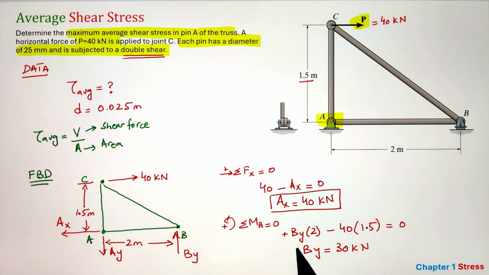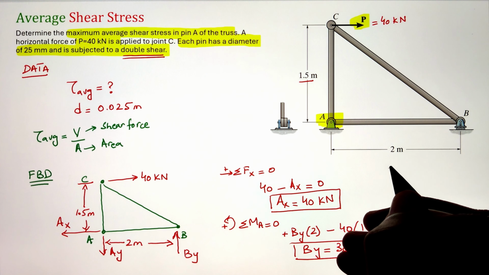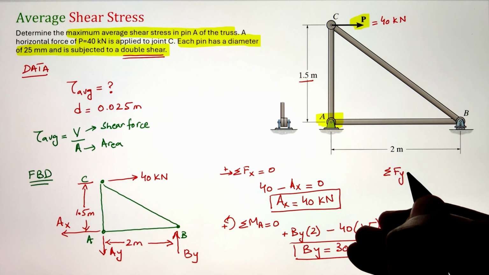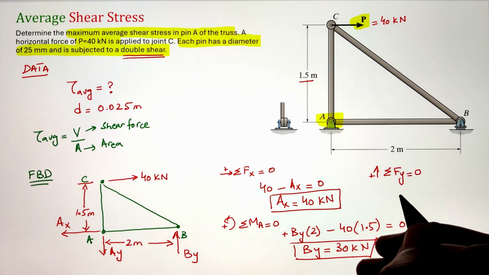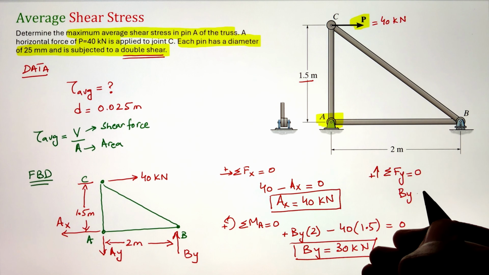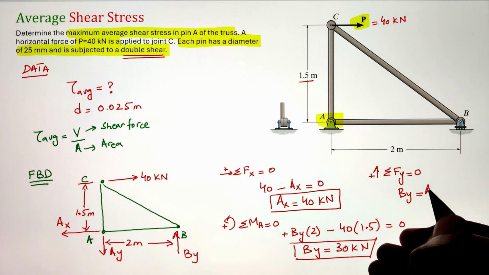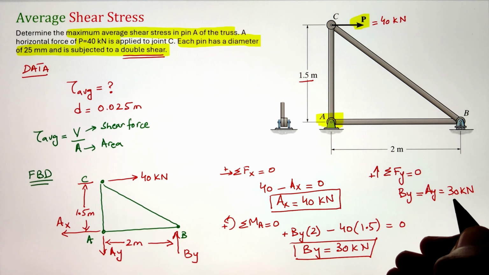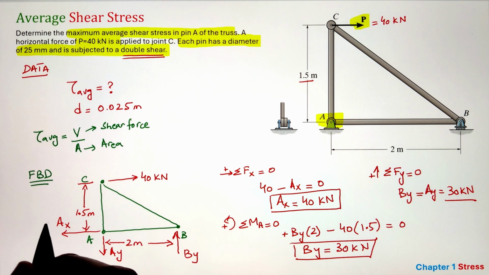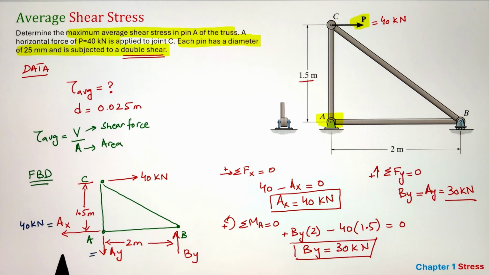Now, once we have the value of BY, I can go ahead and figure out my AY by applying my third equilibrium equation, that is summation of forces along the vertical direction y equals 0, taking upward as positive. Since I have only two forces, that is AY going downwards and BY going upward, they are equal to one another as they balance out or cancel out one another. So now we have both the forces AX and AY acting at pin A.